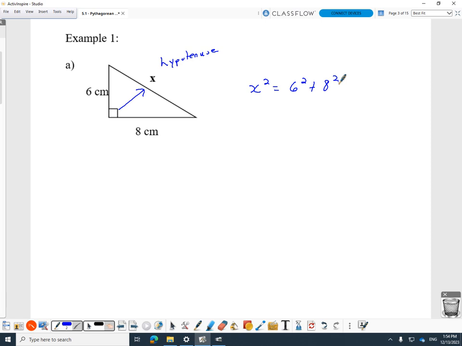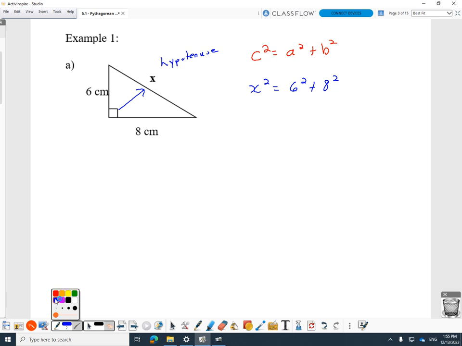Some people like to write the theorem above it. I'm not against that. And maybe there'll be times when I would say you have to write it. But I'm not going to teach it that way. I'm not going to teach that you have to write this every time. I'm going to teach that you can just look at the triangle and go hypotenuse squared, on the left, equals the sum of the other two squares.